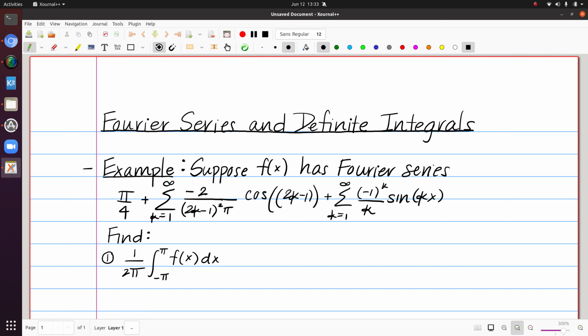I can still find things like the following. First of all, if we're asked to find 1 over 2 pi, the integral from minus pi to pi of f of x, what you should observe is that that's exactly the formula that we have for a sub 0 in the Fourier series. And a sub 0 is the additive constant. So if I look at my Fourier series, I notice that that is pi over 4. So without even knowing what f of x is, I'm able to evaluate this integral because I know that the coefficients are related to integrals of f of x.